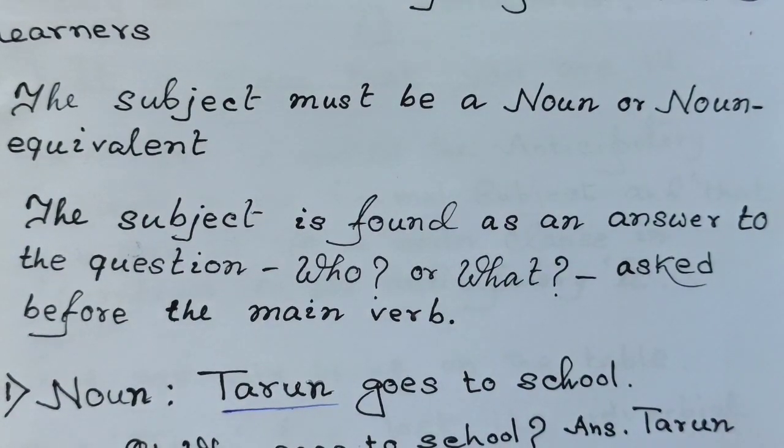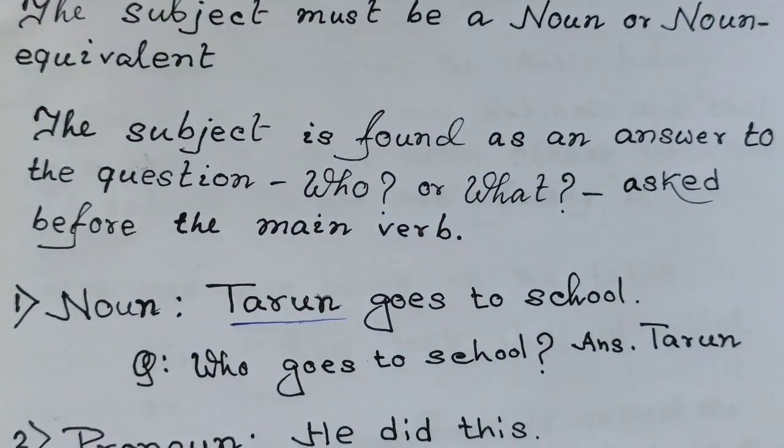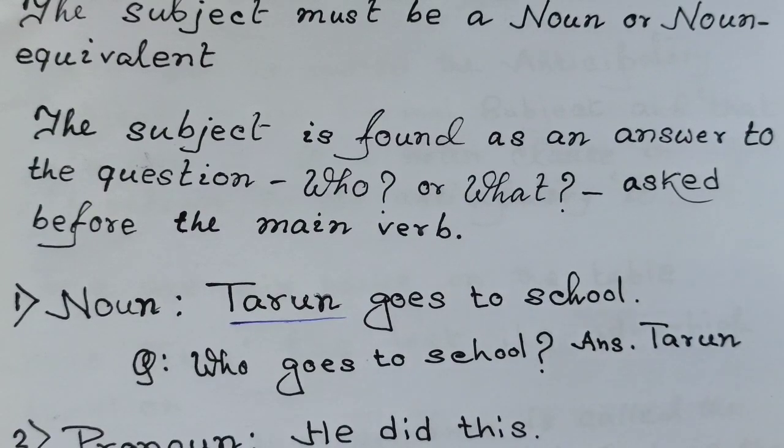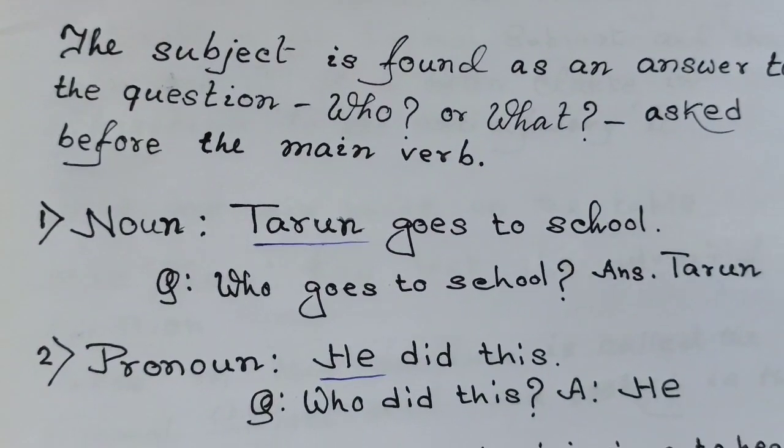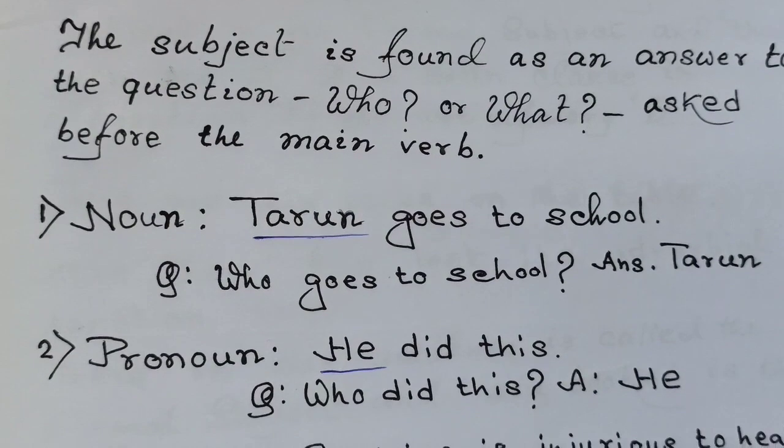The subject is found as an answer to the question who or what asked before the main verb. This is what I have already discussed in detail. Now we would just like to have a look at the types of subject. The first one goes, a noun could be used as a subject. Look at the example, Torun goes to school, and this is what you have to be very, very good at. The question, who goes to school? The answer to your question will be Torun. So Torun is the subject in this particular sentence.